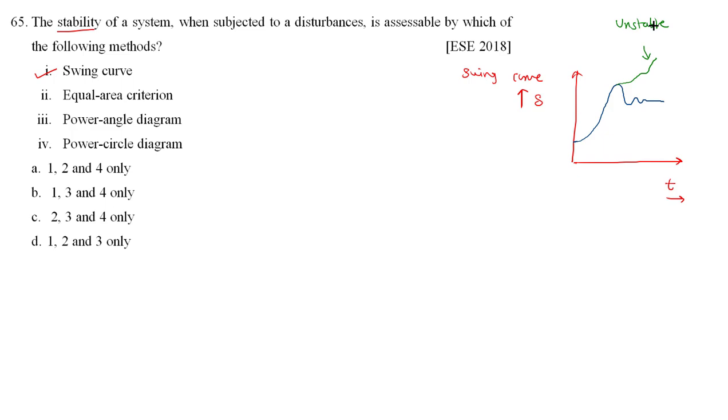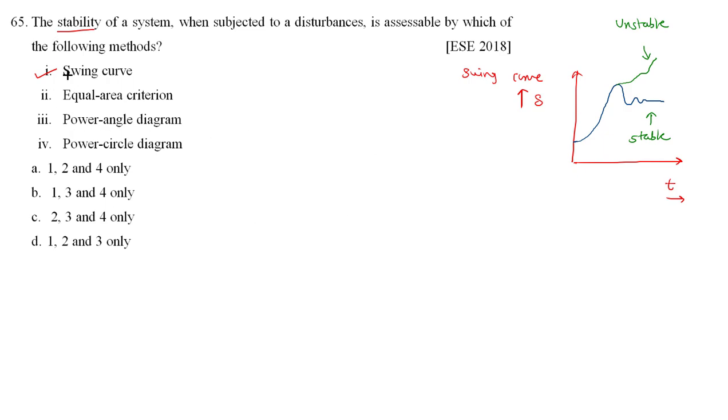So that's why practically we keep the delta in between 30-40 degrees, so that even if a fault or some disturbance takes place, your delta may swing. It may go beyond 90 degree, but again it will come back to some normal position. So in this case your system will be stable. By studying the variation of delta with respect to time, we can judge whether our system is stable or not. So swing curve we can use.